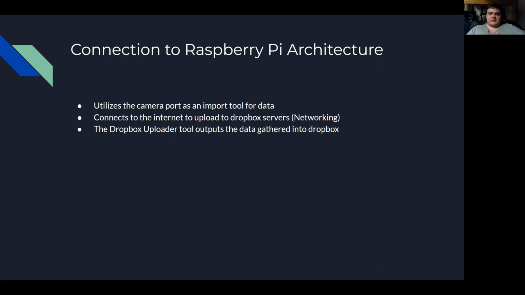If motion was detected, it then goes into the next two connections to the architecture, which first up is network. It needs to connect to the internet in order to upload what it finds to the Dropbox servers. So this is an example of networking, as if it is not connected to a network, it cannot connect to any other servers such as Dropbox servers.